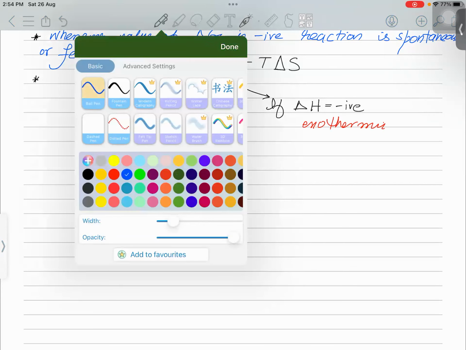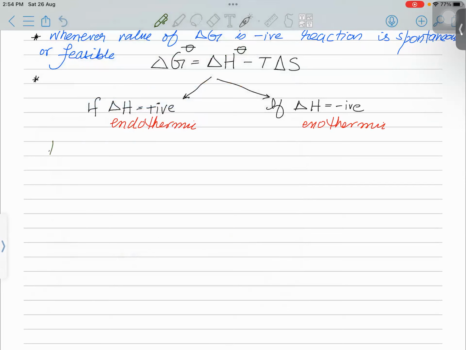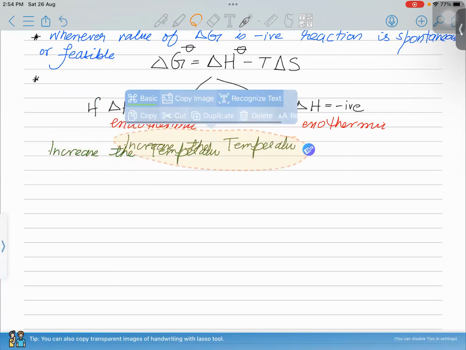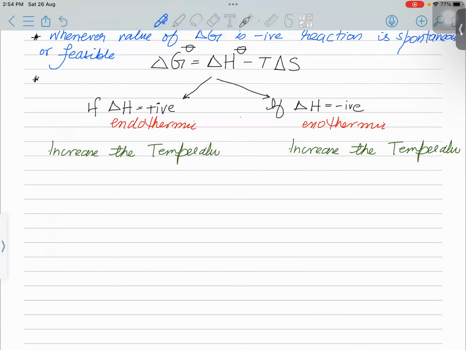Now if delta H is positive and you increase the temperature, in endothermic, when you increase the temperature, it means T delta S increases. Because when you increase the temperature, this factor also increases. This value increases, so the value of delta G becomes more negative. Reaction is feasible. Are you getting my point or not?